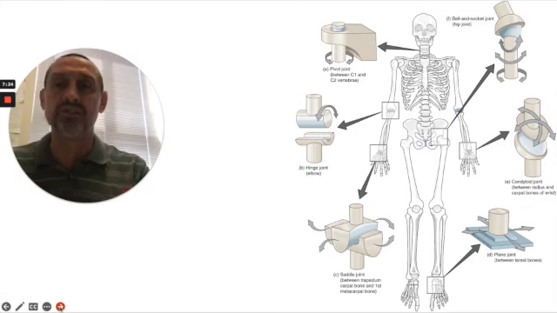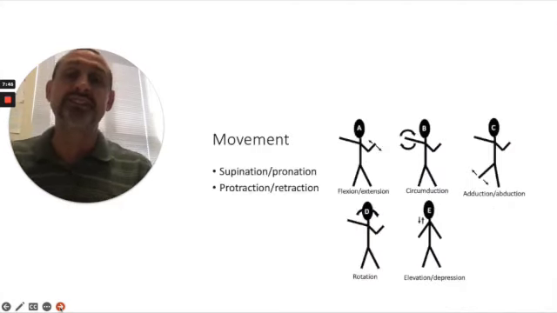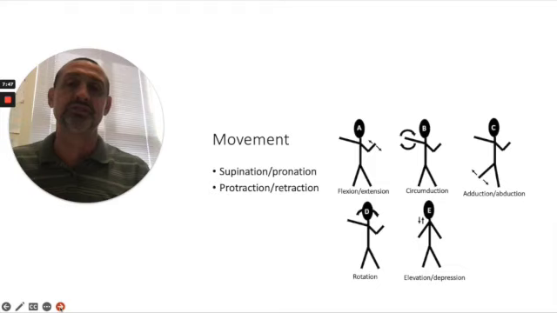So depending on where those ligament locations are, that's going to determine the type of ligament, and a lot of times what that ligament is doing in that joint. Synovial joints are movable joints, which means they can create some kinds of movement.